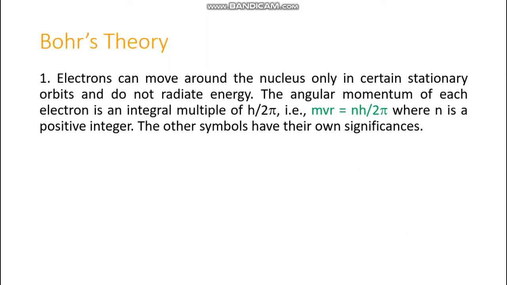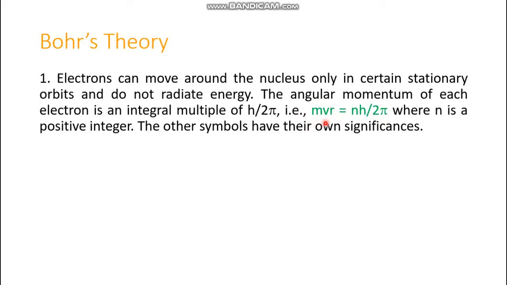First of all, electrons can move around the nucleus only in certain stationary orbits and do not radiate energy. The angular momentum of each electron is an integral multiple of h by twice pi, that is mvr equals nh by twice pi, where n is a positive integer. The other symbols have their own significances. Let me explain. m is the mass of the electron, v is the velocity of the electron, and r is the radius of the orbit along which the electron is moving around.